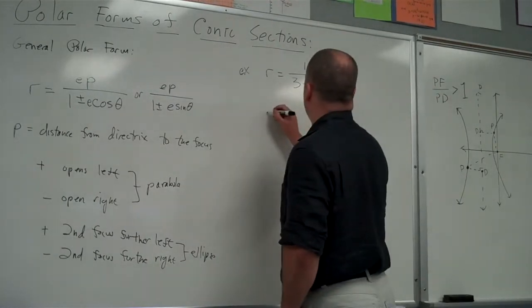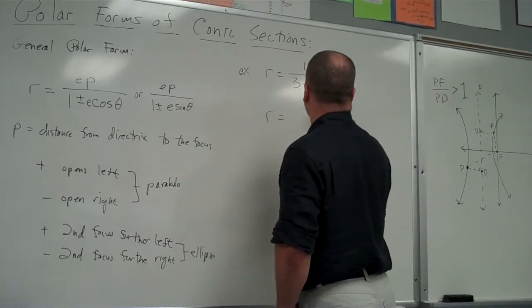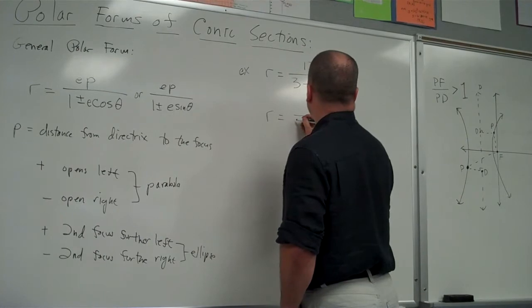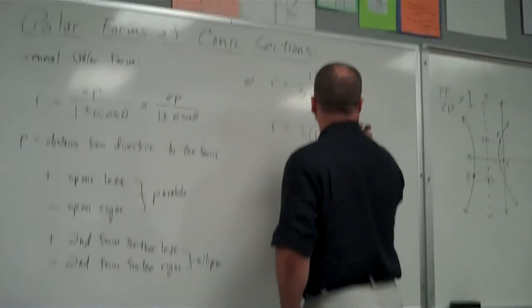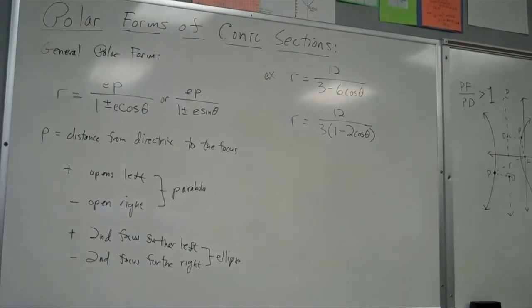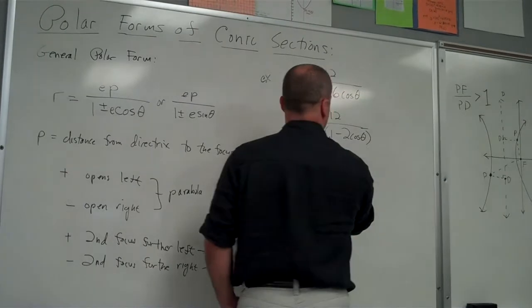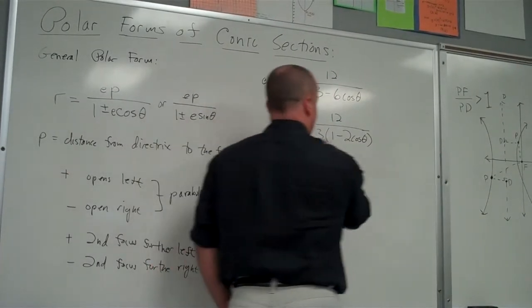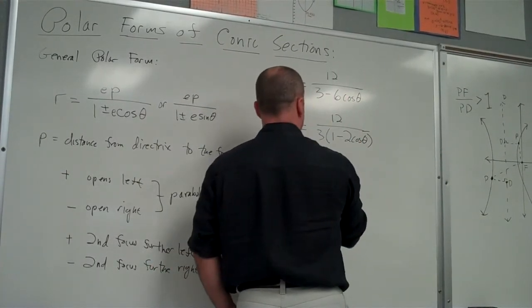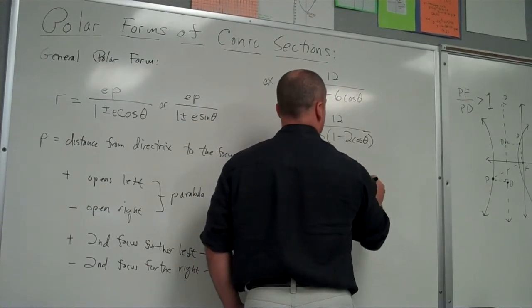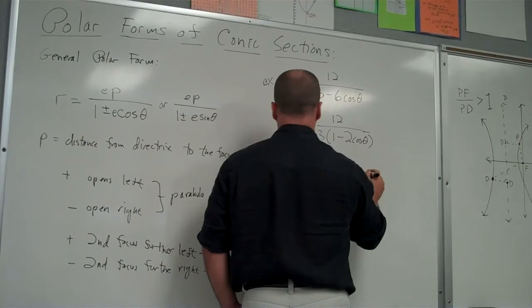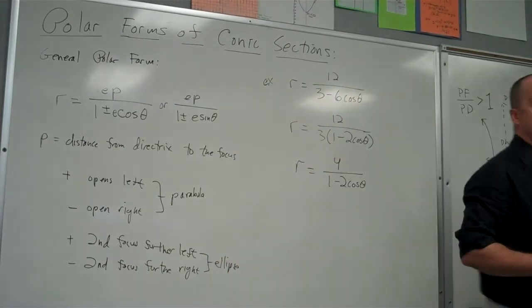This rule only works if there's a 1 here, so I'm going to rewrite it as 12 over 3 times 1 minus 2 cosine theta. With me so far? Now I can reduce. That won't always be the case, but it probably will be here. So this is going to become 4 over 1 minus 2 cosine theta.